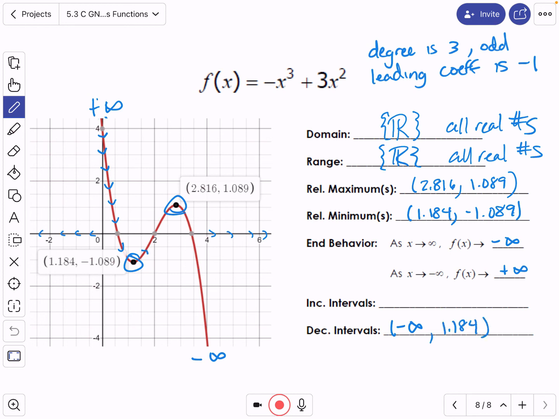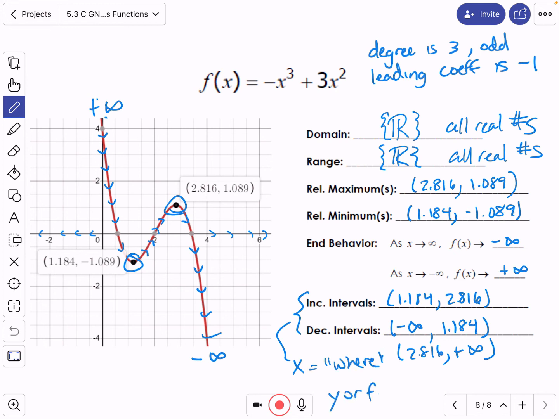And at that point it turns, and now for x values between 1.184 and 2.816, the function's increasing. And then when it hits the turning point at 2.816, now it's decreasing again. And that happens all the way until x is plus infinity. So remember that we talk about x values for defining where the intervals happen. X is kind of your where variable, and y or f of x is your what or function value.